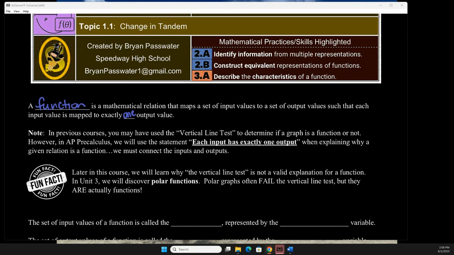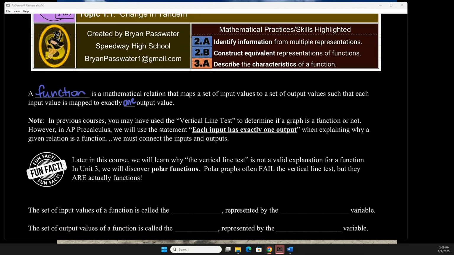Alright, and then there's just some notes that in probably Algebra 1 when you learn this, you would use a vertical line test to determine if something's a function. Towards the end of the year, we're going to talk about polar functions, and that won't work. Polar functions won't pass the vertical line test. So instead of using the vertical line test or using those words, we're just going to make sure we say stuff like each input has exactly one output.